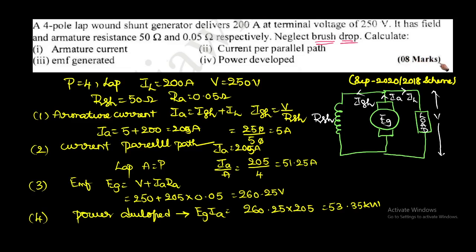Next question: a shunt generator has a 4-pole lap wound armature having 24 slots with 10 conductors per slot. If the flux per pole is 0.04 and the speed is 1500 rpm, calculate the EMF generated in the armature. What would be the generated EMF if the winding is wave connected? This question was given in the 2018 scheme, and the previous one was given for 8 marks, a very latest paper. This is given for 6 marks.